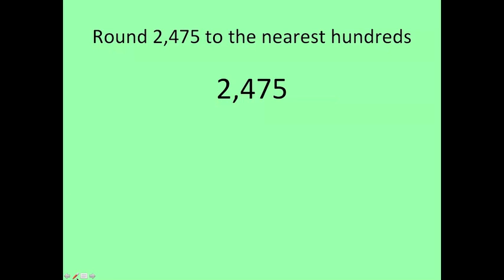Round 2,475 to the nearest hundreds place. Again, we have ones, tens, hundreds, rounding the 4. We look to the number to the right. It's 5 or above, so it tells us this 4 rounds up to a 5. So our final answer would be 2,500.